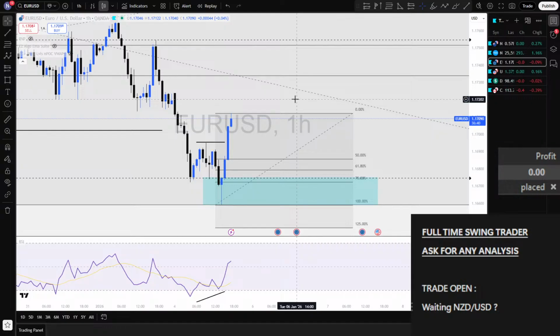You know, I set my alert. I wait for my alert to ring, and then you see what the price is doing basically. But no, I don't trade only the US session.